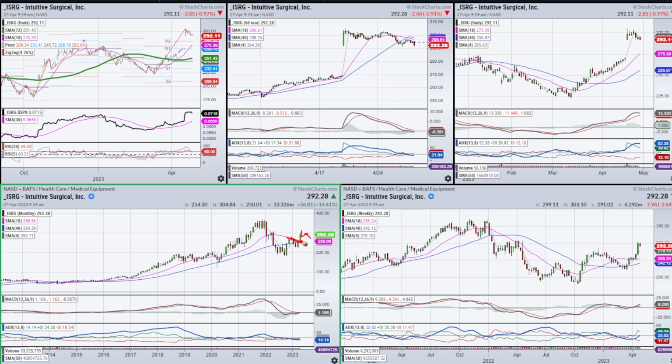Because this line is declining, we should only treat this as a trading move for now until we get a better pullback and this 18-month starts to cup around. So you can play it. You just have to be a little bit more nimble right now.